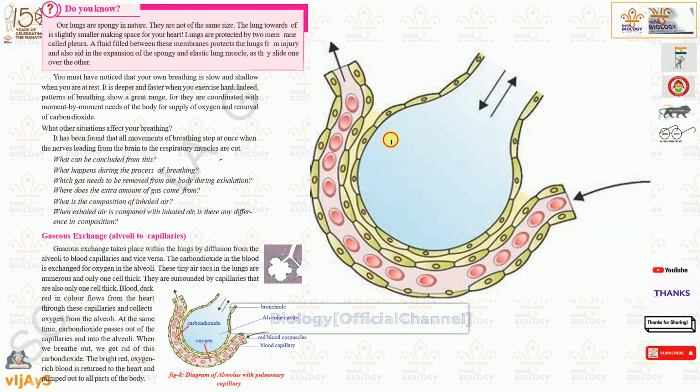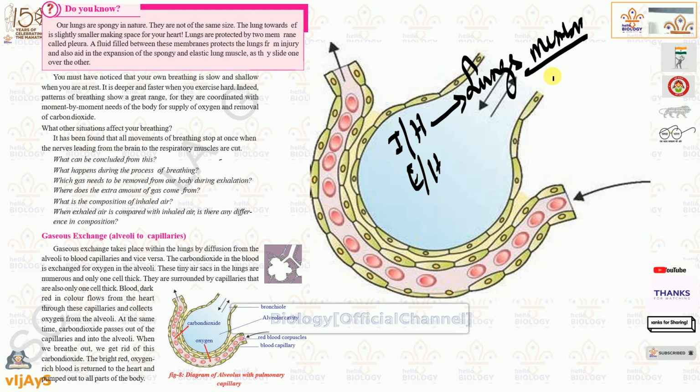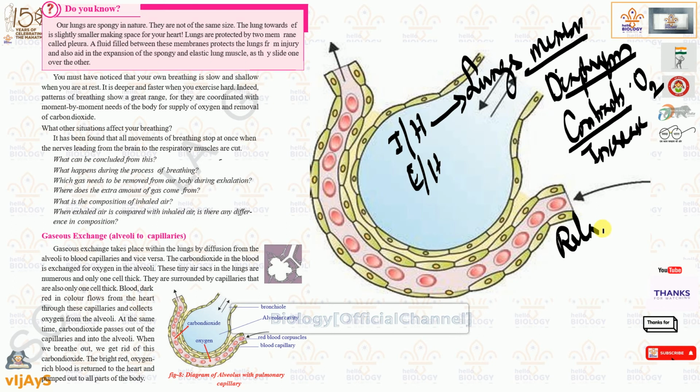First thing, there are two processes, inhalation and exhalation. In inhalation, the lungs have a membrane under them called the diaphragm. When this diaphragm contracts, it takes in oxygen, which means the lungs increase in size. And when the diaphragm relaxes, it releases carbon dioxide.